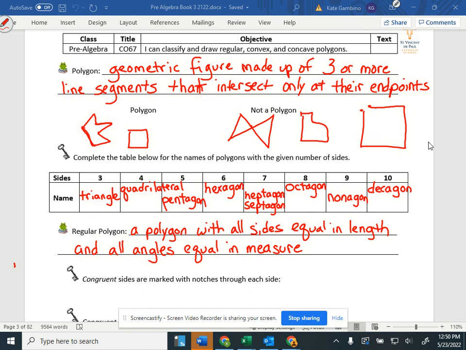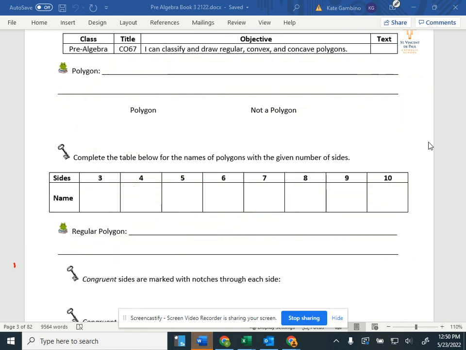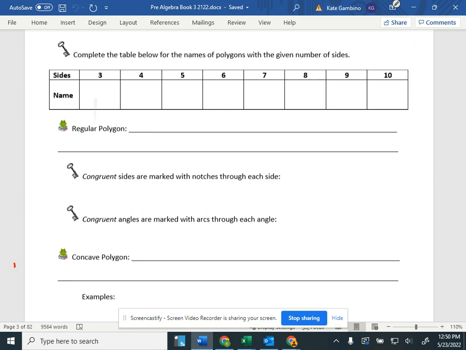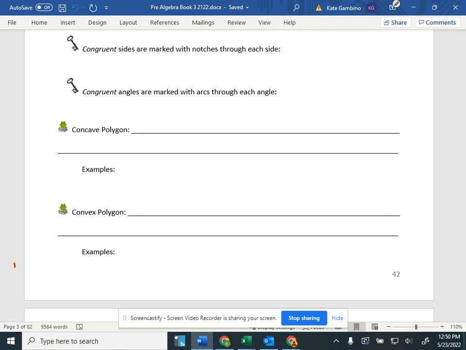Okay. I'm going to erase and move it up. Now, when we are looking at our polygons, congruent sides, what does congruent mean? Equal. So they're the same. Congruent sides, equal side lengths are marked with notches through each side. So if I were to draw that isosceles triangle, these two sides are congruent. So they would each have that one notch.